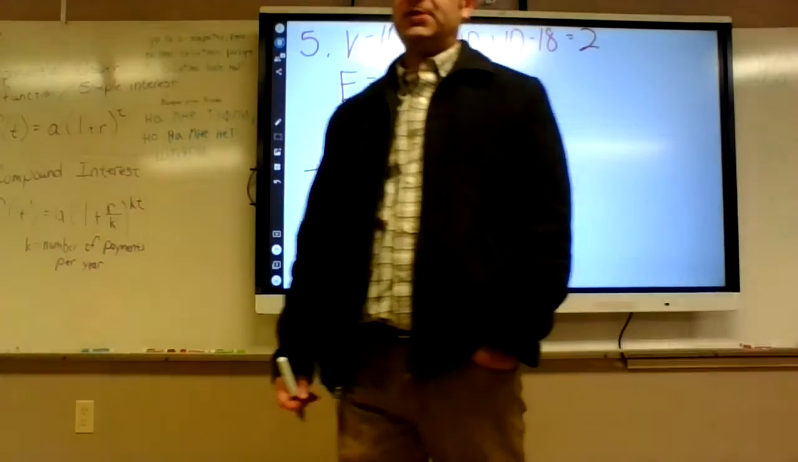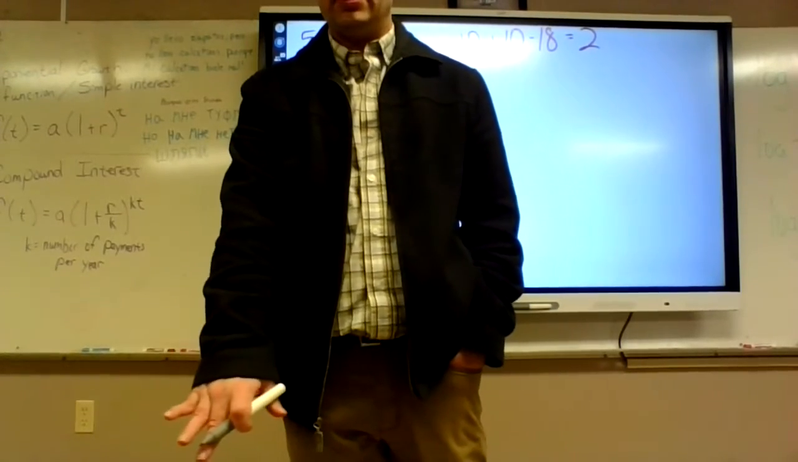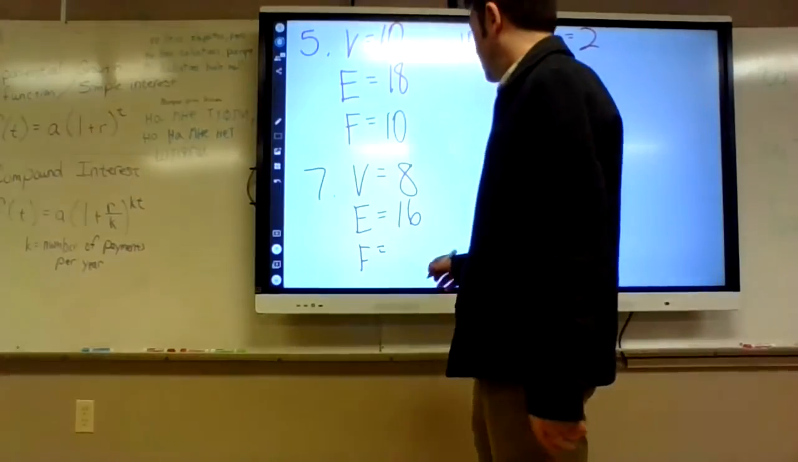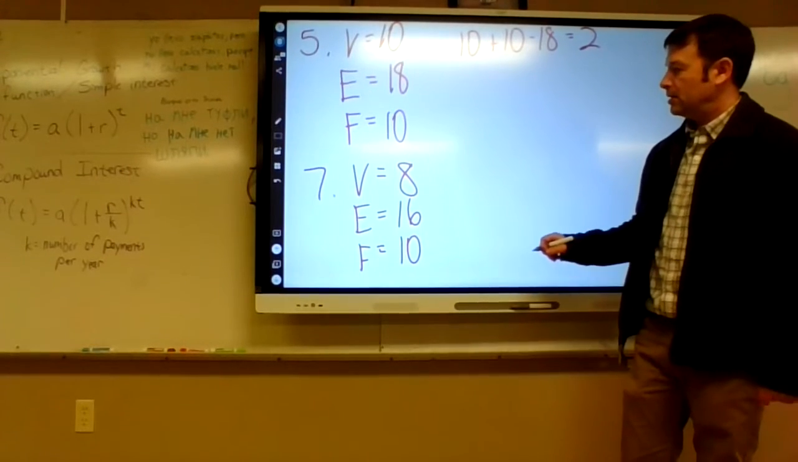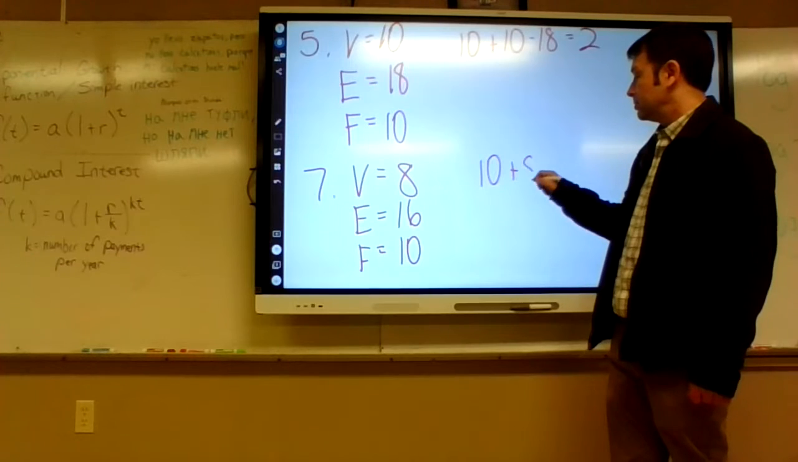And then the faces. How many faces on top? 1. How many faces on bottom? 1. How many faces going up and down? 8. So 1 plus 1 plus 8. Got it? And then we do have to write the little equation thingy, so 8 plus 10 minus 16.